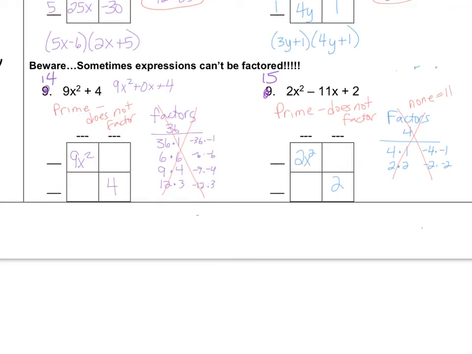So as much as you love to work through puzzles and try and figure things out, sometimes the puzzles can't be solved. And in both 14 and 15, they're called prime. They're prime expressions. They cannot be factored. They can't be solved.